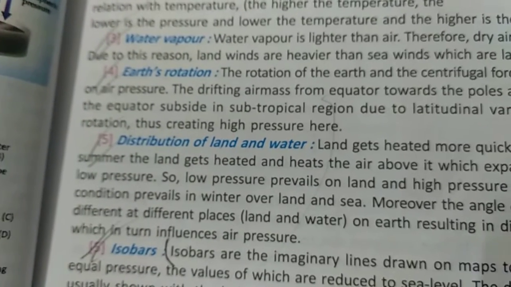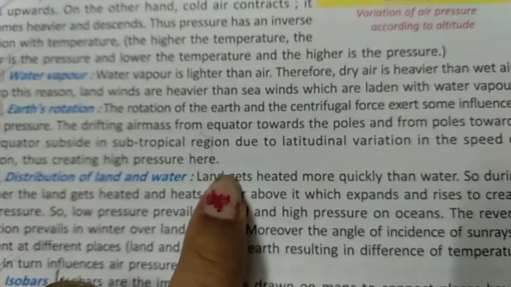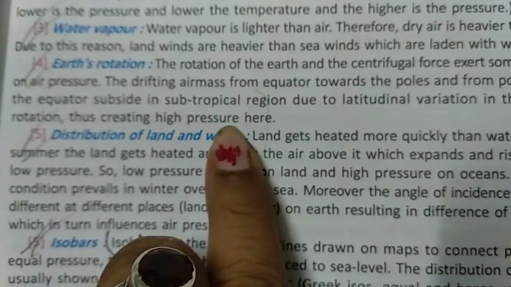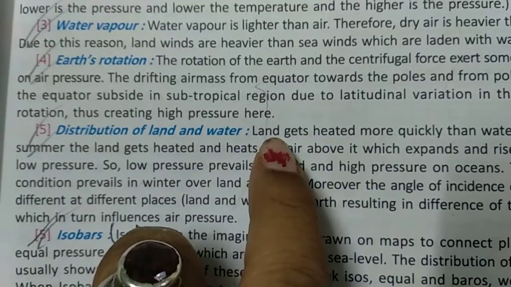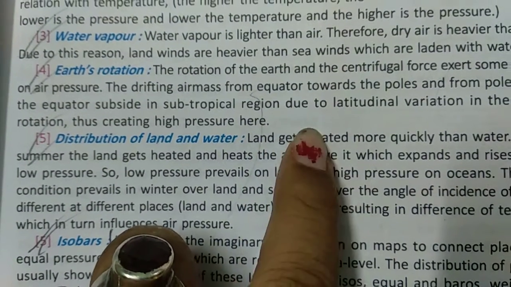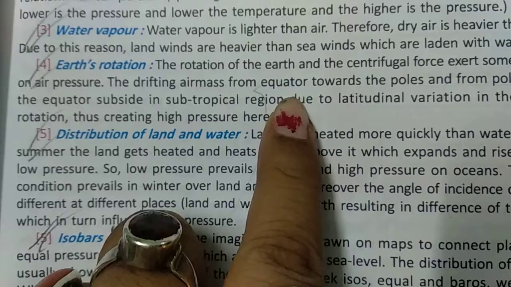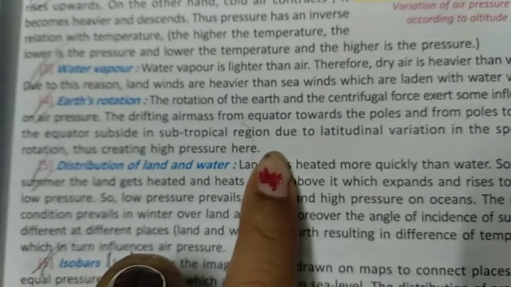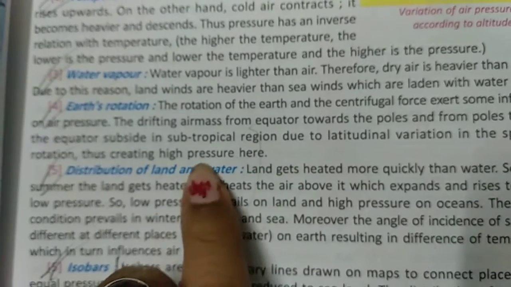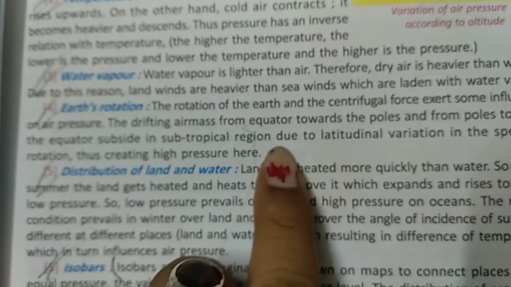The drifting air mass, as I have shown you, moves from the equator towards the poles and from the poles towards the equator, and subsides in the subtropical region due to the latitudinal variation in the speed of rotation, thus creating high pressure. When the earth is rotating, the movement of the water is also affected.